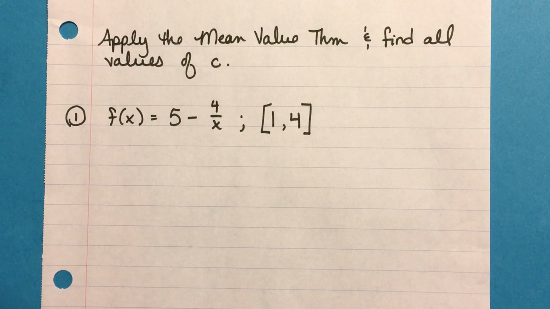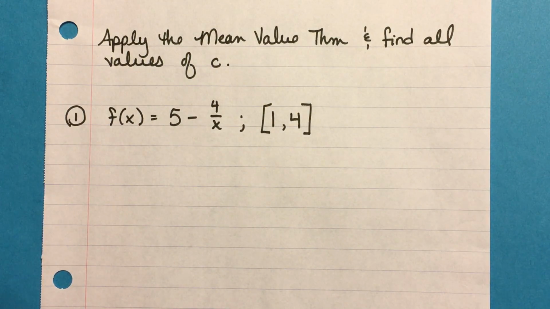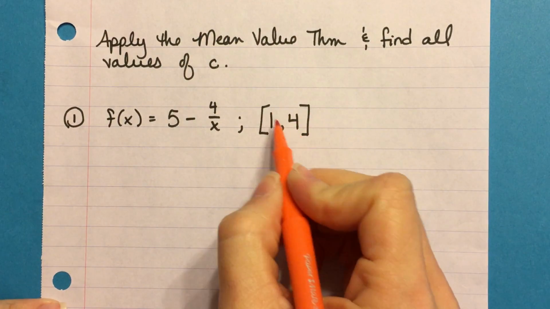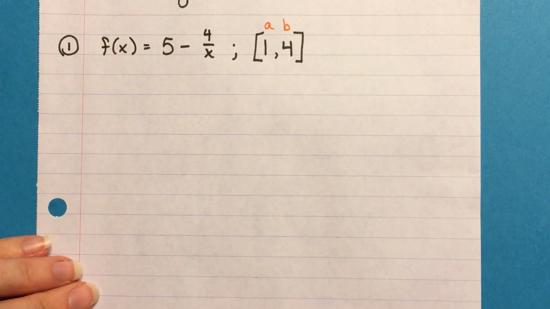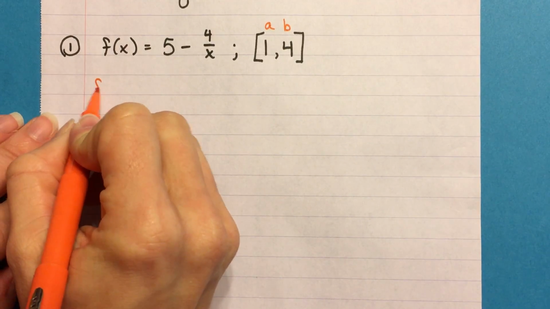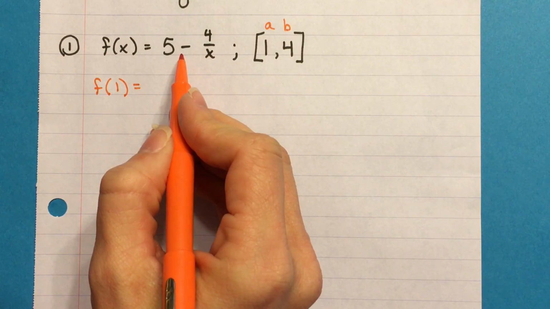of course, it tells you to apply your mean value theorem and to find all values of C. All right. So, first of all, just kind of taking a couple of steps here to find the information that we're going to need. You're going to need f of A and f of B. Of course, in the interval that they give you, this is going to be your A, this is going to be your B. So, first of all, let's just calculate f of 1. Now, these values are just being plugged into the original function.